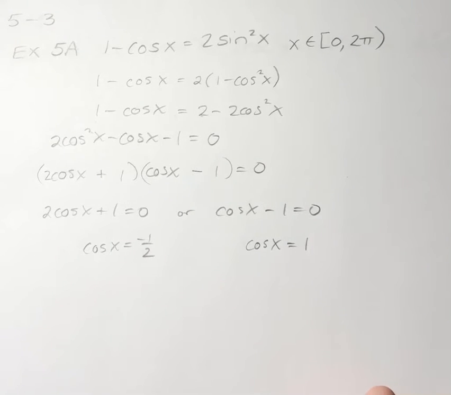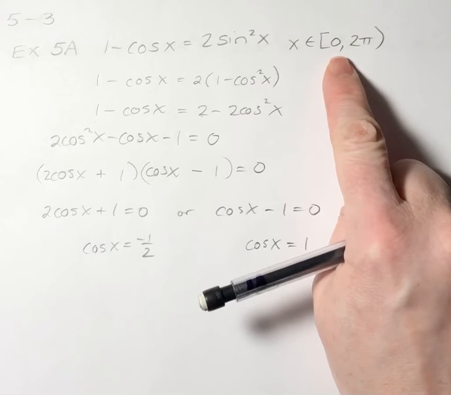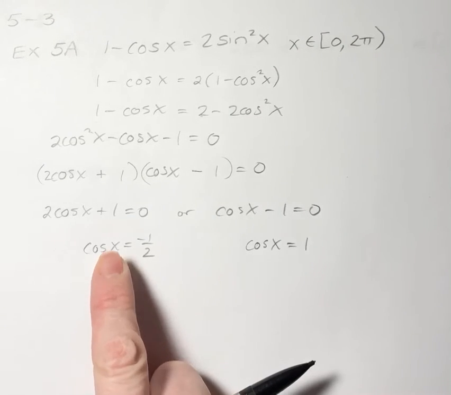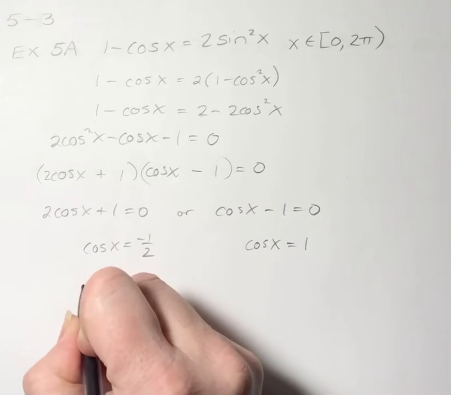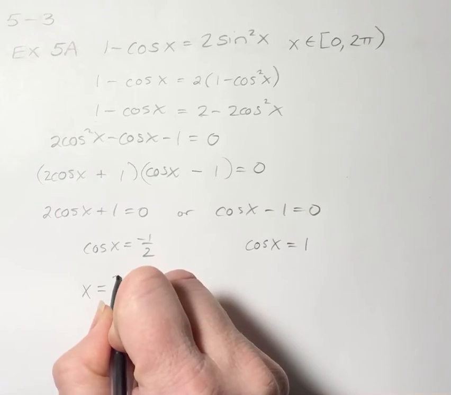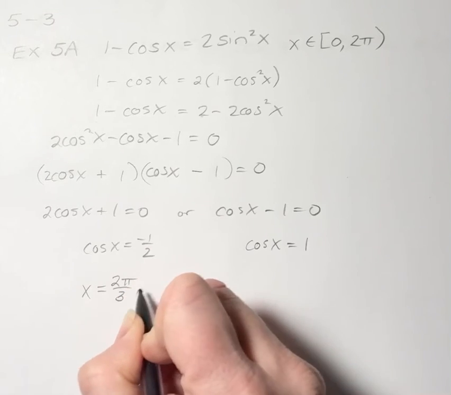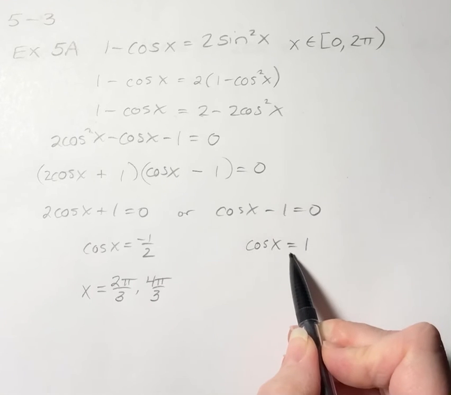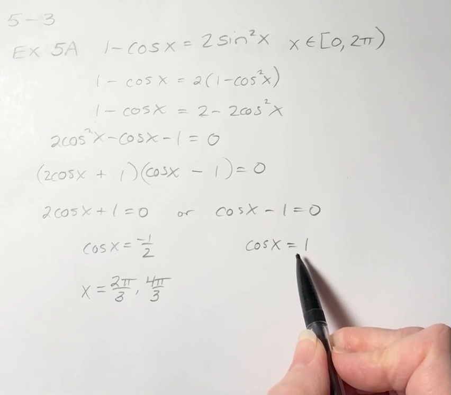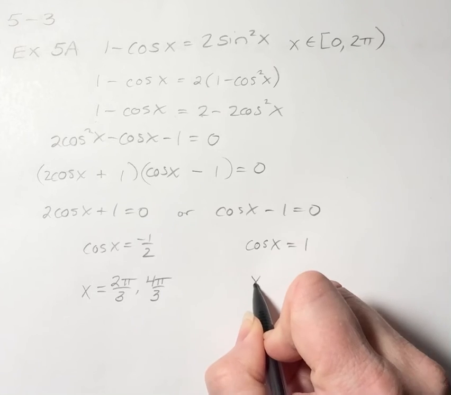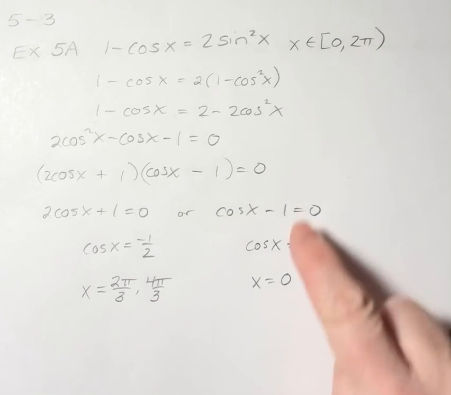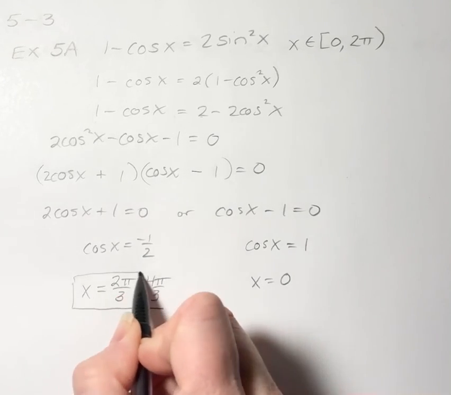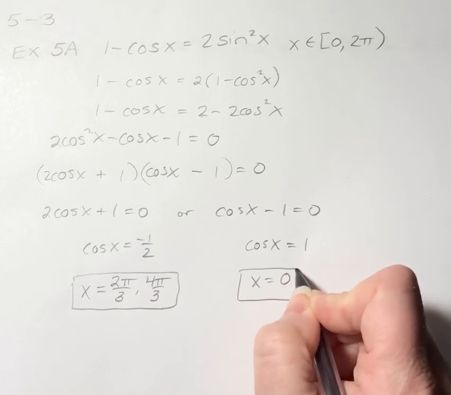And then I need my trig values. So again, they're restricting it. It's from 0 to 2 pi. Cosine is negative in quadrants 2 and 3. So I've got 2 pi thirds and 4 pi thirds. And then cosine is 1 only at 0. And again, we're not including 2 pi on this one. So I have 3 potential solutions.